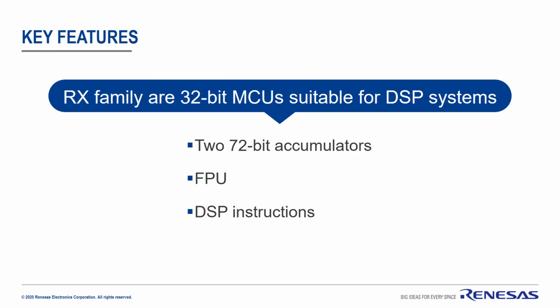The RX family is comprised of 32-bit microcontrollers suitable for a wide variety of applications, including those using DSP for advanced functionality. With two 72-bit accumulators, FPU and DSP instructions, advanced DSP operations can be performed efficiently while maintaining calculation accuracy. So what are the benefits of applying an RX microcontroller to a DSP system?